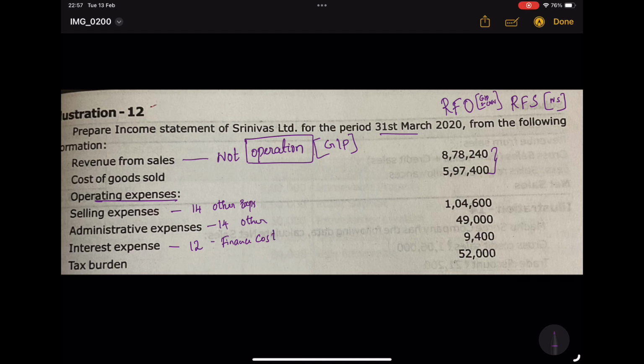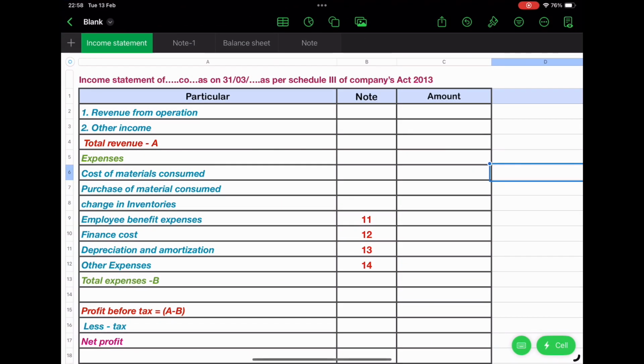Then the tax burden: after calculating all those things we are going to subtract the tax. Here note 11 and note 13 have not been given, so we can write the answer as nil. Okay, so this is regarding the question. Now we have to prepare an income statement, so we are going to identify the net profit of the company. We'll move on to the tabulation.